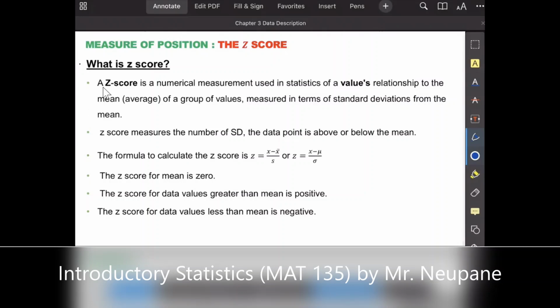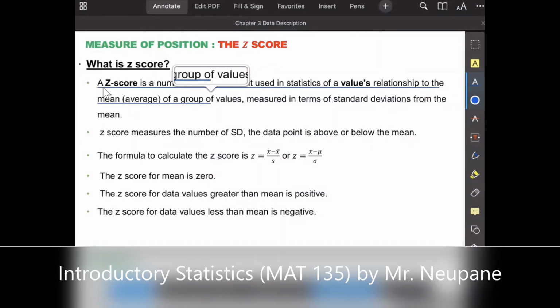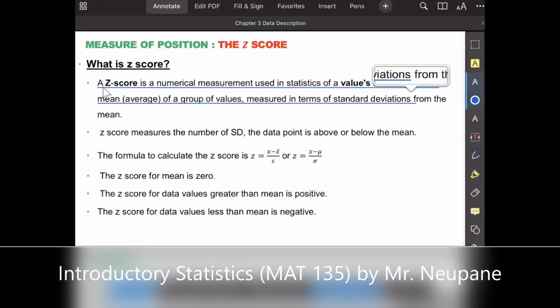So the definition: a z-score is a numerical measurement used in statistics of a value's relationship to the mean of a group of values, measured in terms of standard deviations from the mean. This will tell you how many standard deviations above or below the mean the data value is. That is the z-score. So the z-score measures the number of standard deviations of the data above or below the mean. And we use this formula to calculate the z-score.